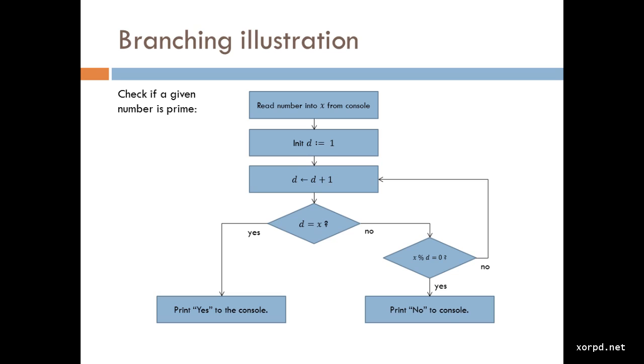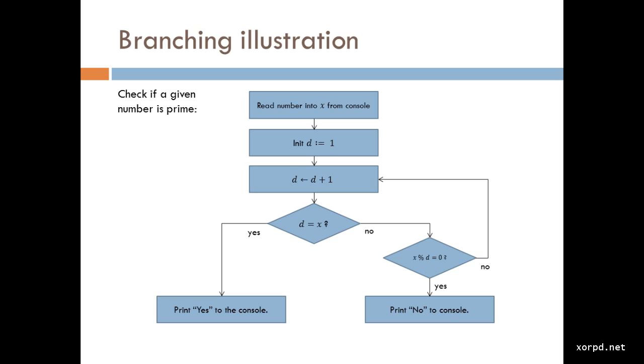Branching illustration. This time we are going to try to do something a bit more complicated. Maybe you can see that we don't have actual assembly code here, and that is because we still don't know how to do this kind of things with the instructions that we previously learned. But we can still think about this kind of algorithm or this kind of program that we imagine that we want to have. For example, let's look at some kind of a very simple algorithm to check if a given number is a prime number.